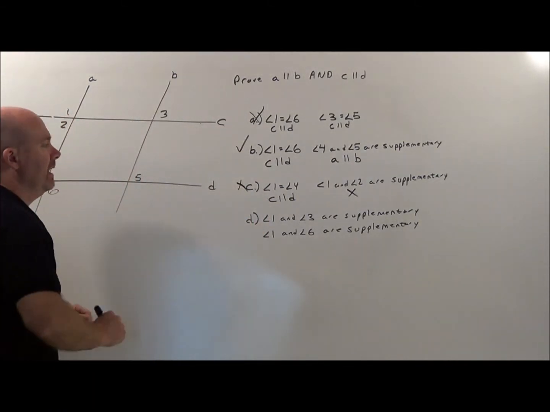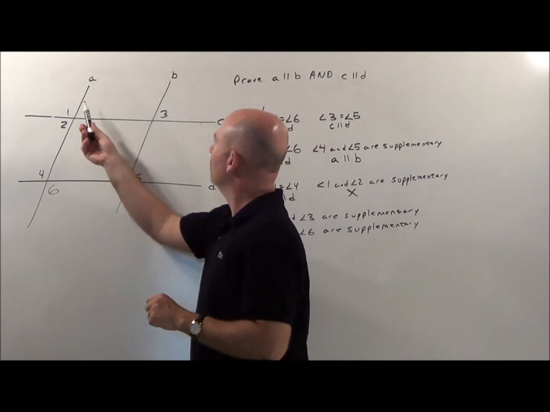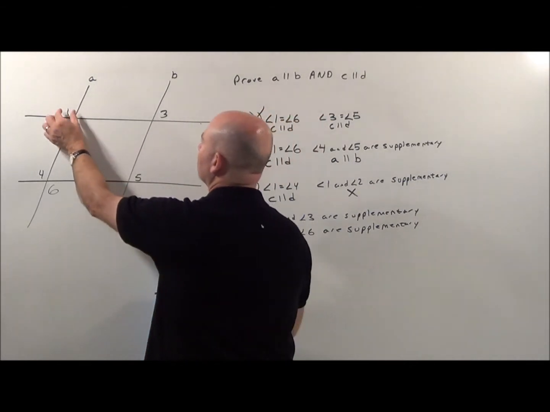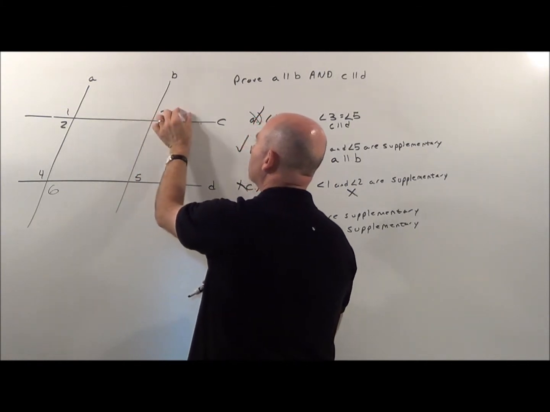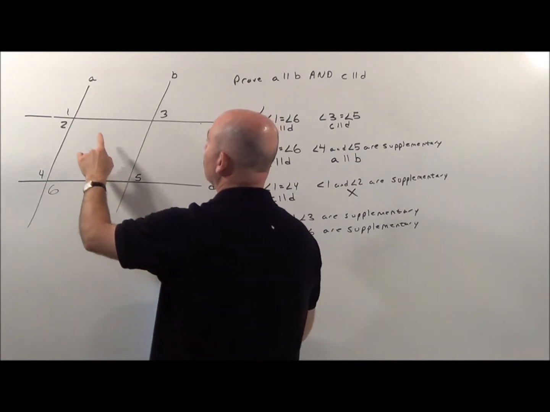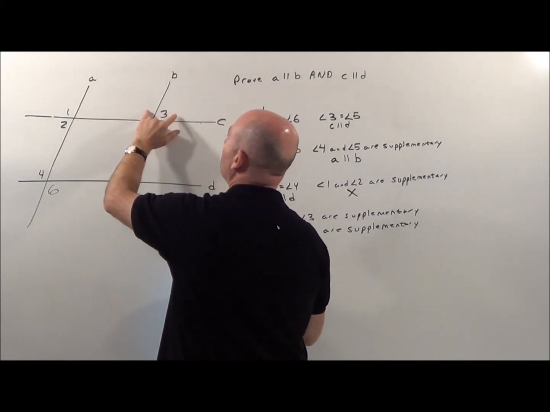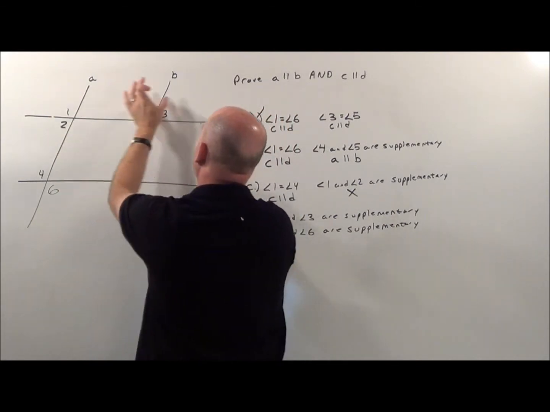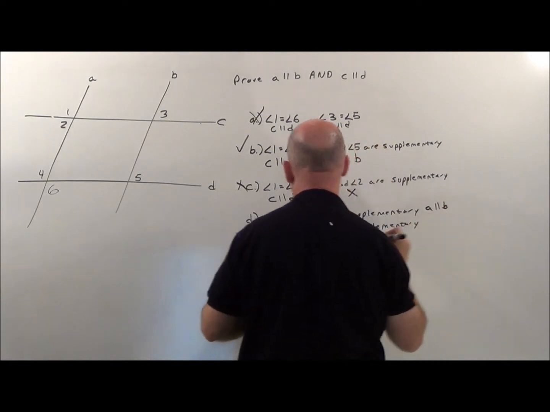Let's go to D. Angle 1 and angle 3 are supplementary. 1 and 3. Now again, we've done this before. 1 would be the same as right here. 1 and 3 would be a linear pair, so they would be supplementary. So that will prove, since these are corresponding, that will help us prove, this being the transversal, that A and B are parallel. That proves A is parallel to B.